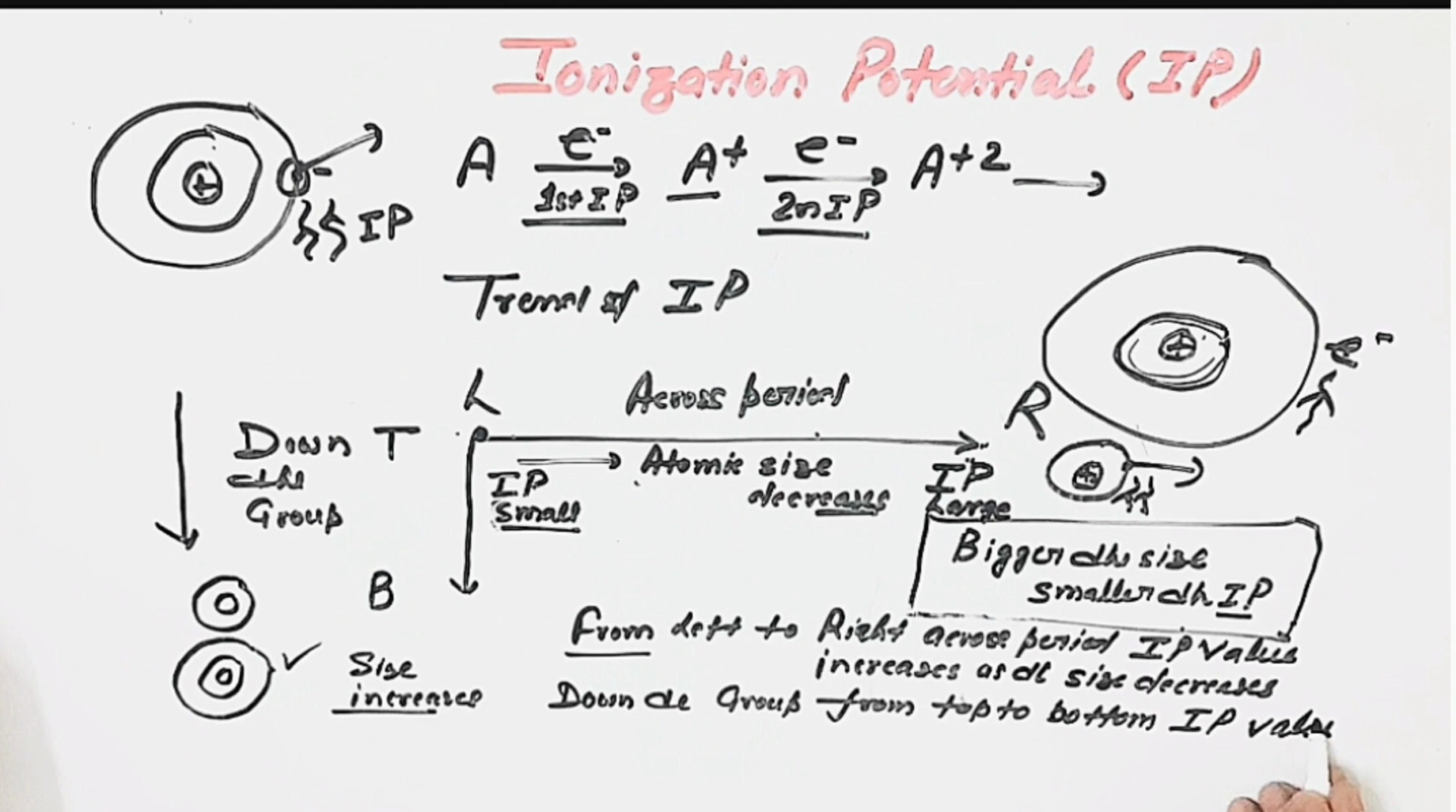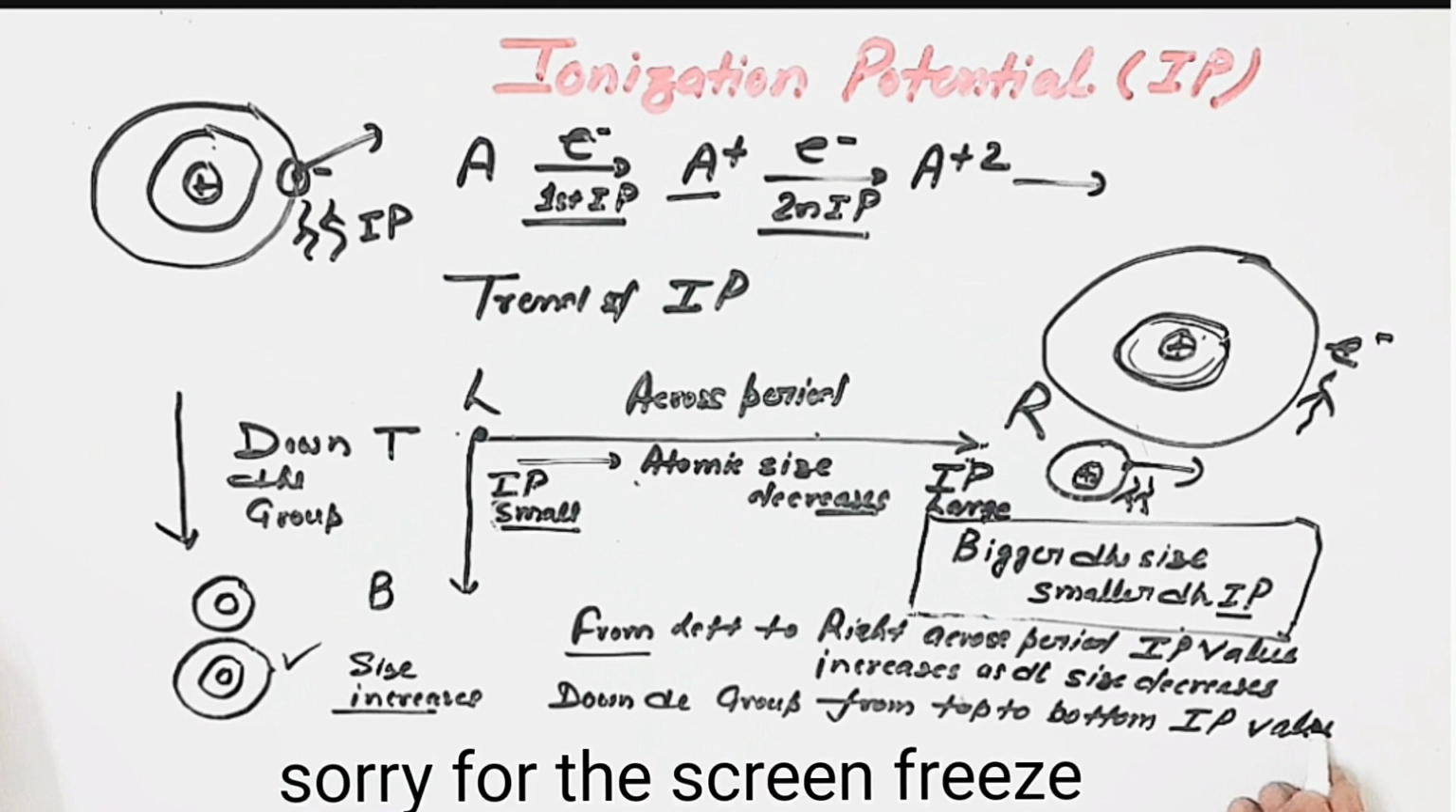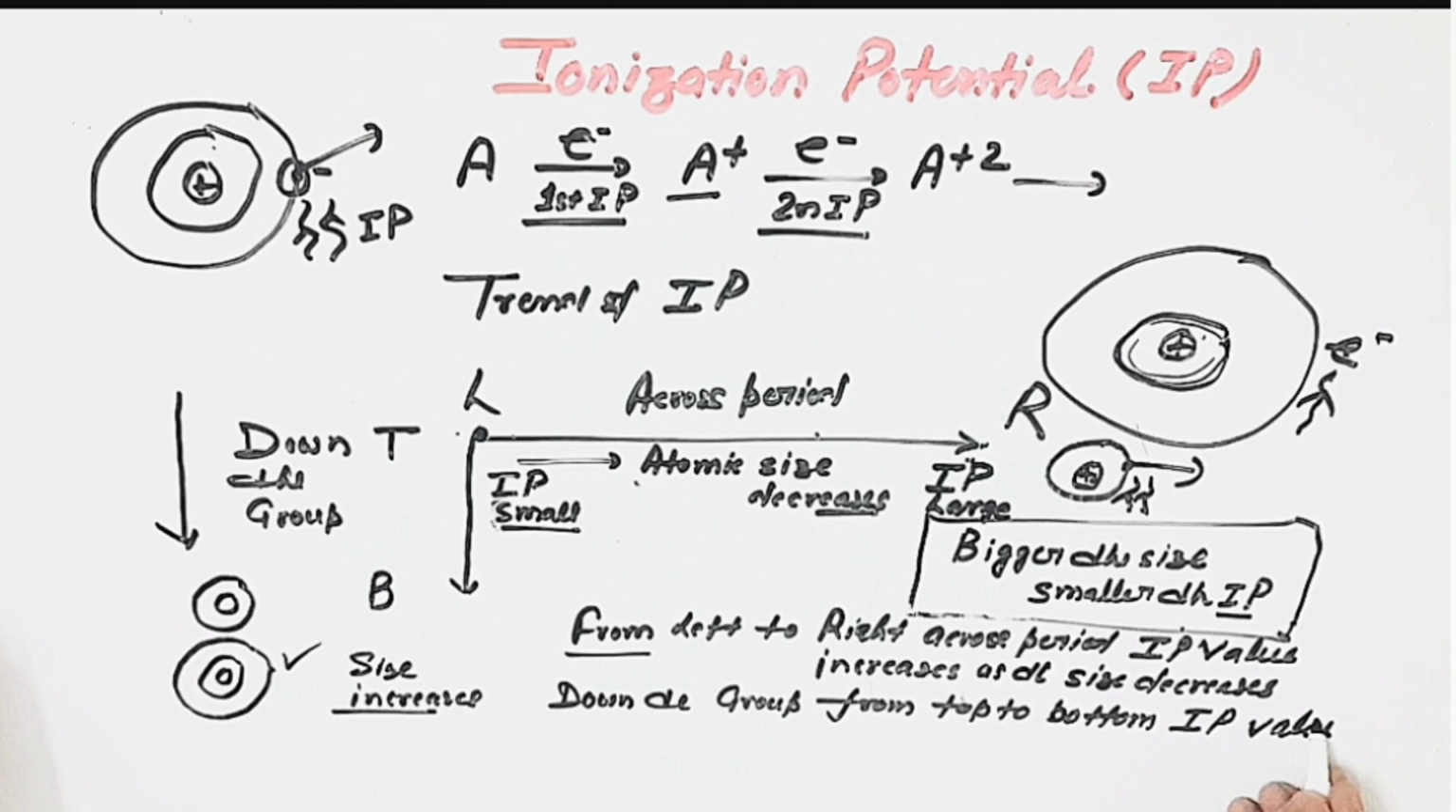Now come to down the group. Down the group, the atom will have one more shell added. The electron will enter the new shell, so the size will be bigger. So down the group, size increases. And then you see, bigger the size, smaller the IP. Means down the group, if size increases, IP decreases.